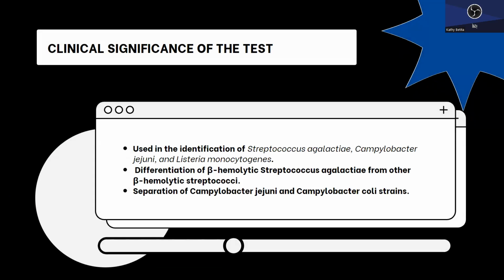So for the clinical significance of hippurate test, it is most frequently used in the differentiation of Streptococcus agalactiae, Campylobacter jejuni, and Listeria monocytogenes. It is also used in the differentiation of beta-hemolytic Streptococcus agalactiae from other beta-hemolytic streptococci, and it also aids in the separation of Campylobacter jejuni and Campylobacter coli strains.